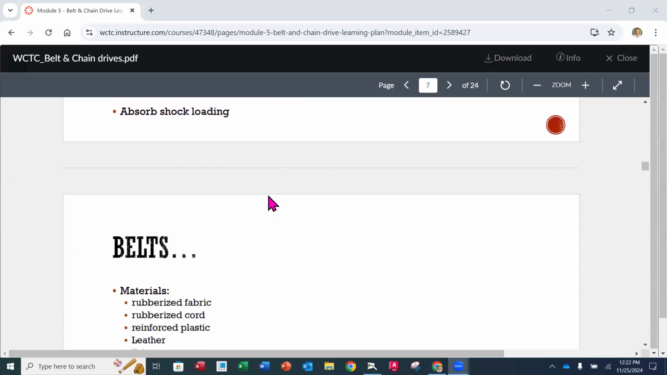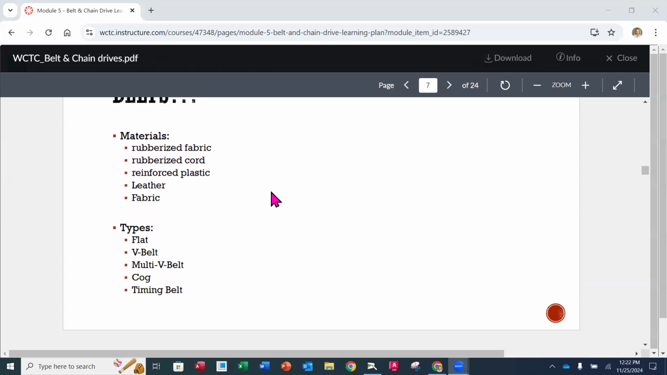Okay. So the materials that they're made out of, most often they're going to be kind of a rubberized fabric, rubberized cord, reinforced plastic potentially, leather and fabric, and kind of a combination of different things. Many times we'll see them reinforced with either wire or steel in the middle of them so that it adds some strength.